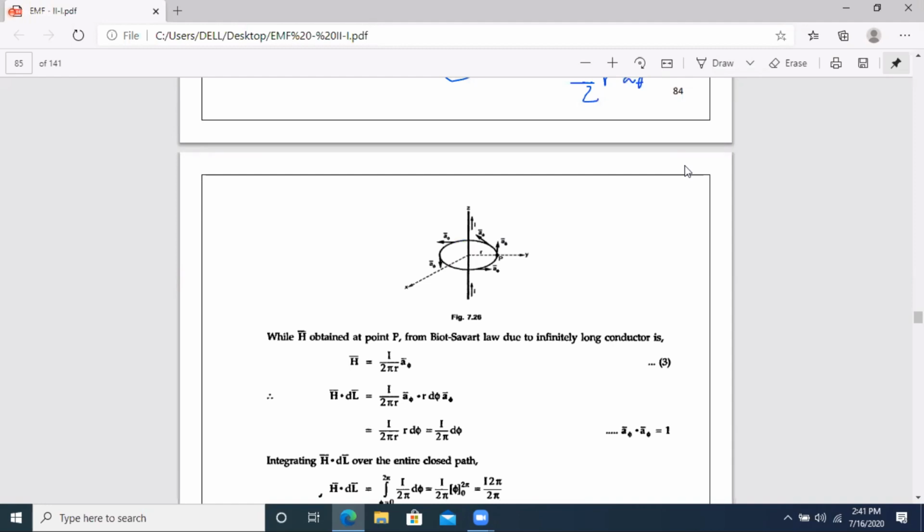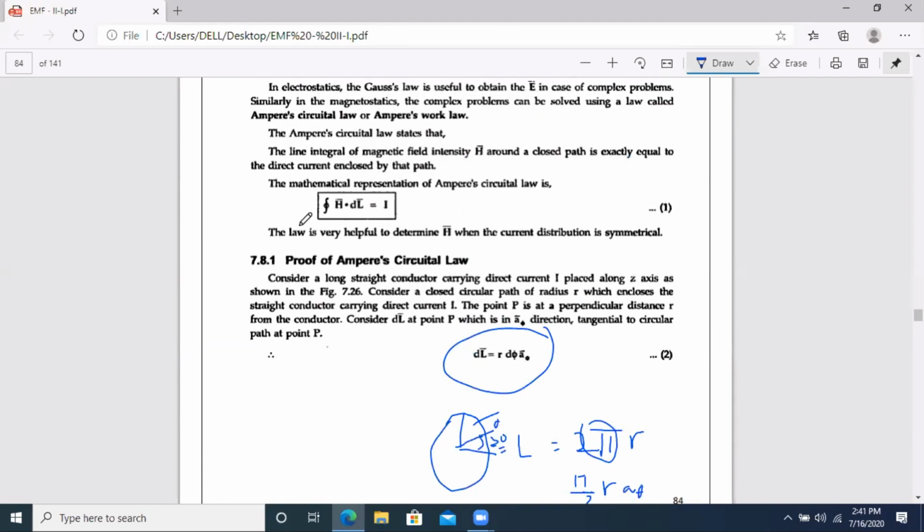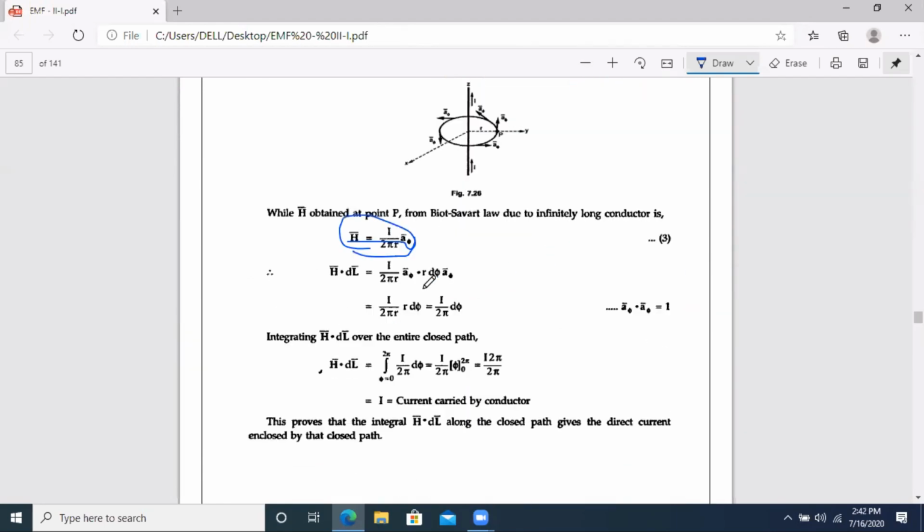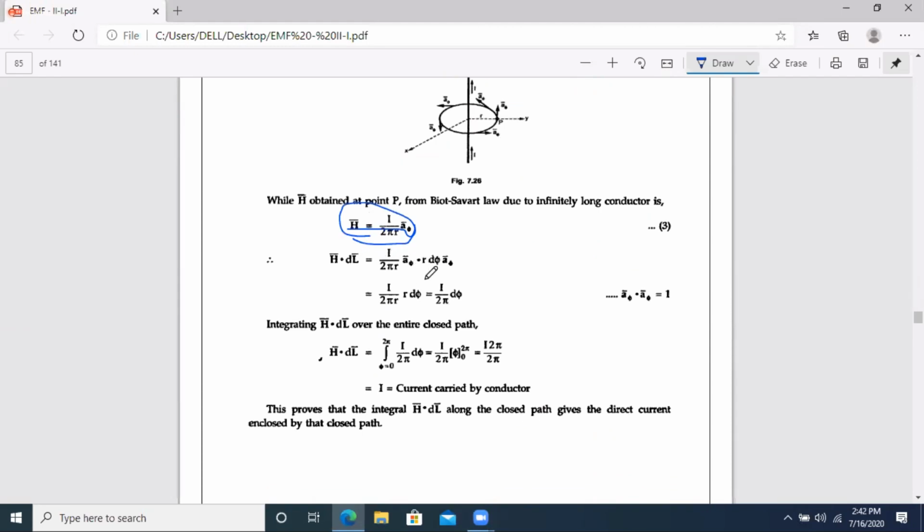We did calculate using the Biot-Savart law, the long way, that H is this, right? This is H. So H dot dl, this is your dl. I equals H dot dl. H dot dl is this that we already calculated, and this works out to this, right?